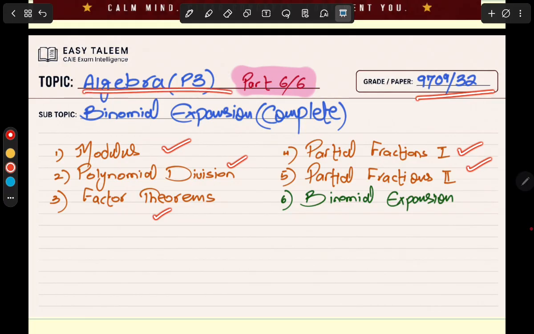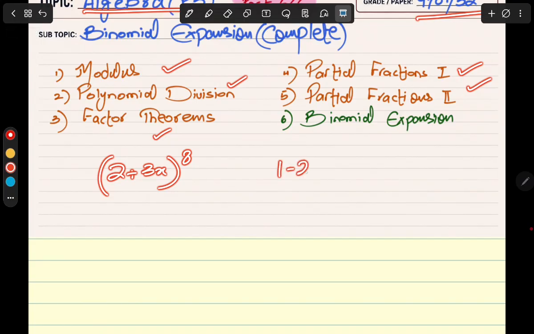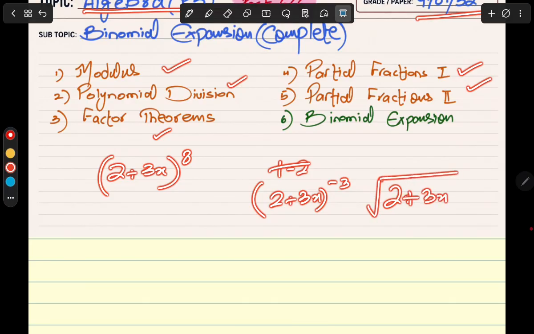Now here's something interesting. If Cambridge asks you to expand 2 plus 3x to the power of 8 as it used to in AS level, a lot of you will just smile because that's easy. But if Cambridge changes just one thing and keeps the same 2 plus 3x, but changes the power either to minus 3, which is a negative power, or to a fractional power, which is just power half, suddenly you will all think it's a completely different topic, and it isn't.